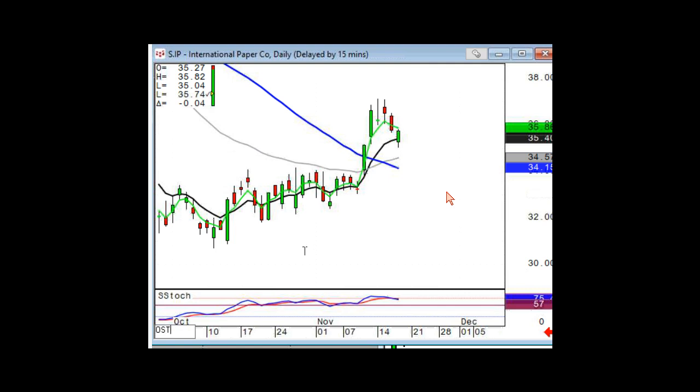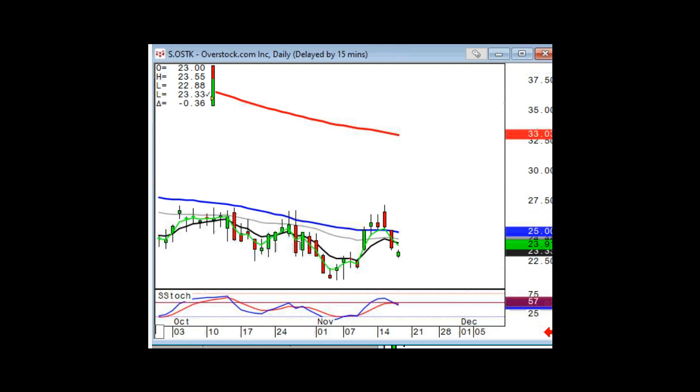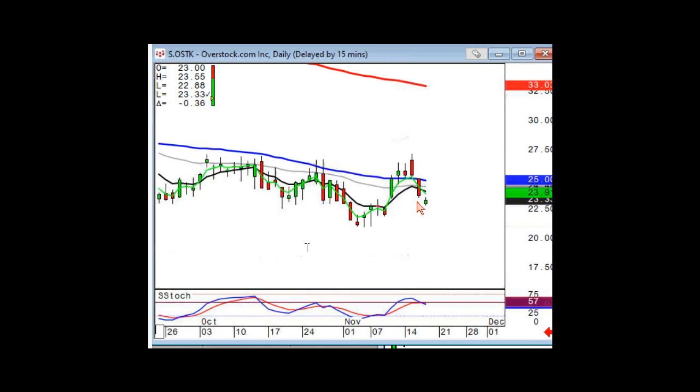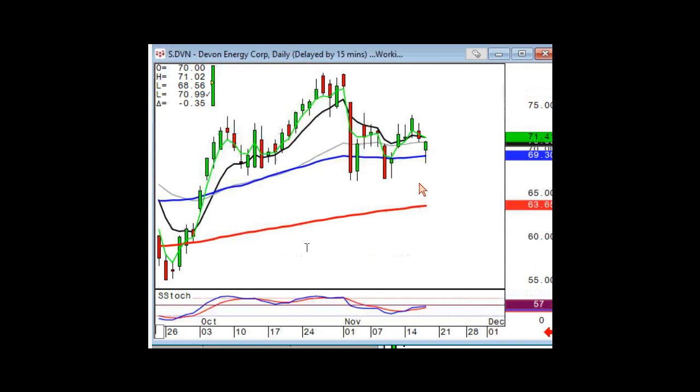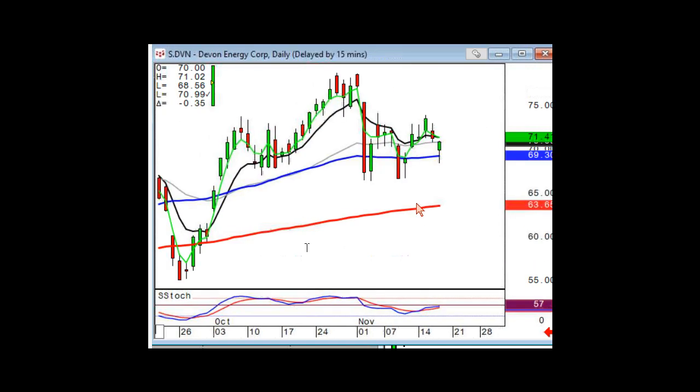Overstock. Get ready to short this one on weakness. Failure right in here with a dark cloud. Devon oil. Kind of a nothing chart still. Just moving sideways.